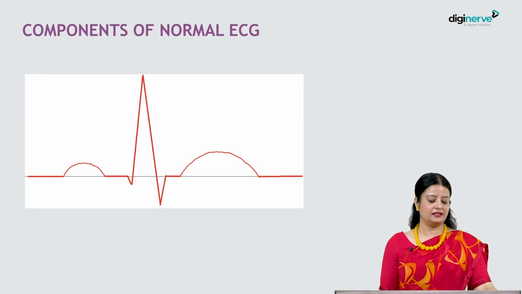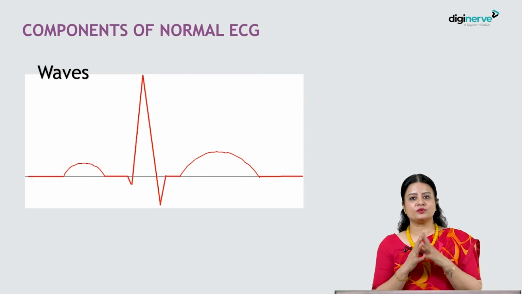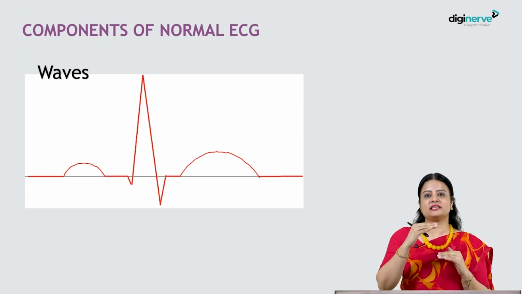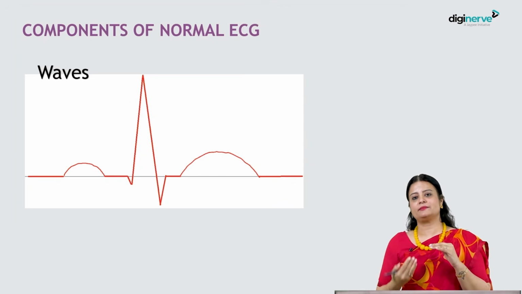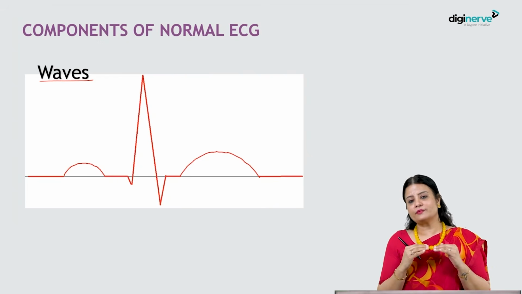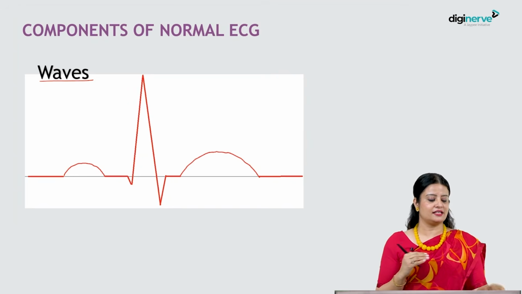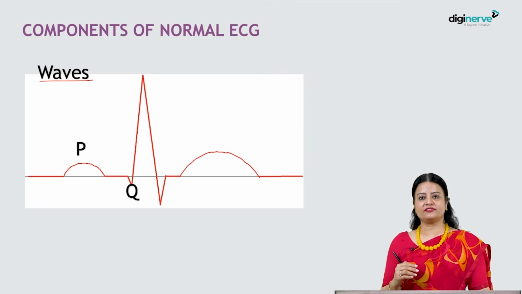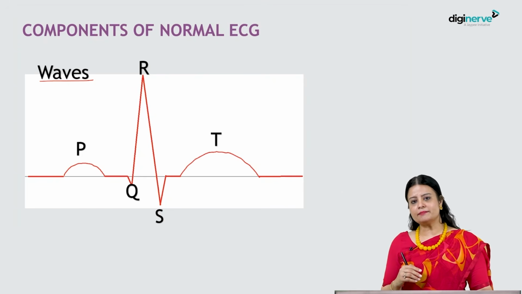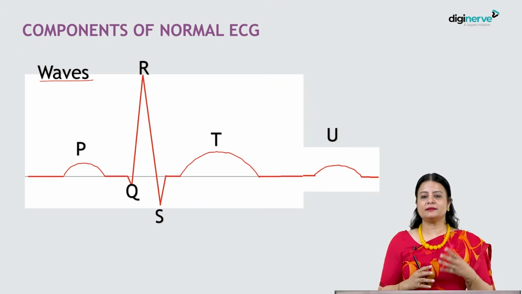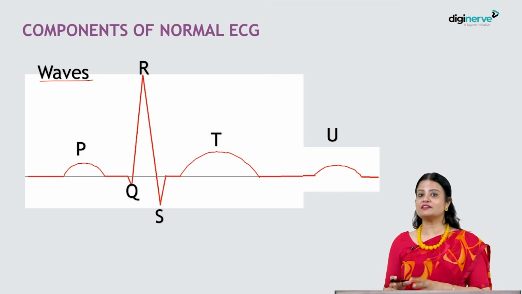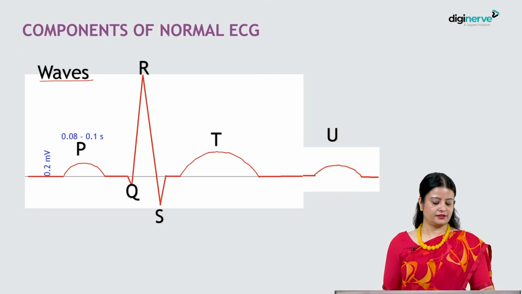So the first thing which we must remember is that it has deflections from the baseline, some positive deflections and some negative deflections. These deflections from the baseline or from the isoelectric line are called waves. We have the P wave, Q wave, R wave, S wave and T wave. In some patients, we can even record the potential from the papillary muscles as the U wave. But this is not a very constant feature.